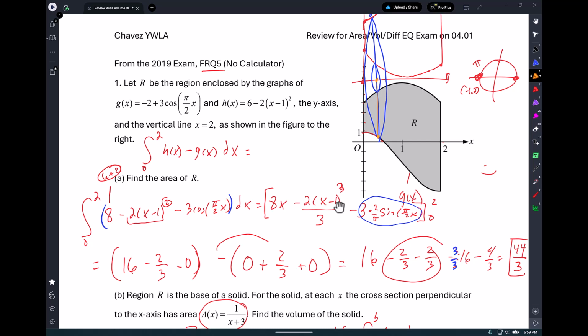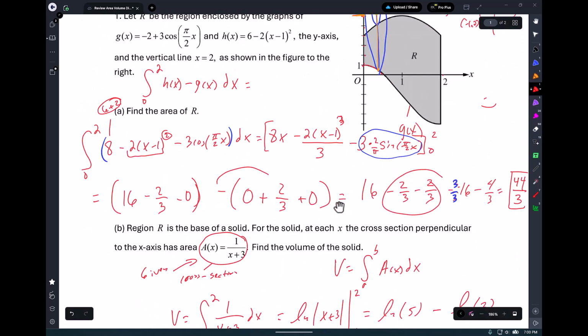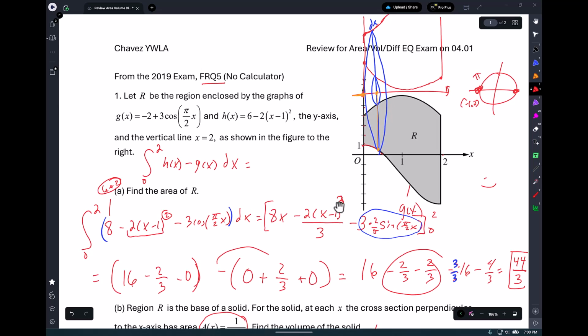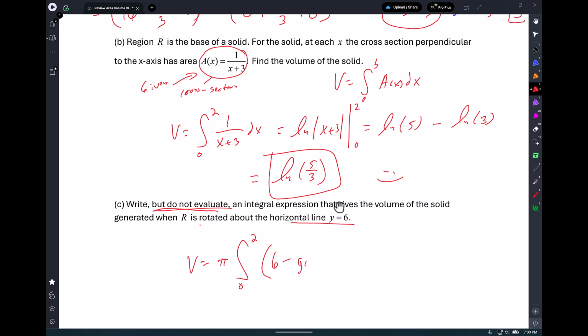So I'm just doing upper minus lower to figure out this distance, or to figure out a model for that distance, right? So this right here is 6. So I'm going to write 6 minus, and then this curve right here, that was the sinusoid, so that was g of x. So it goes 6 minus g of x, close it, put a square on it.